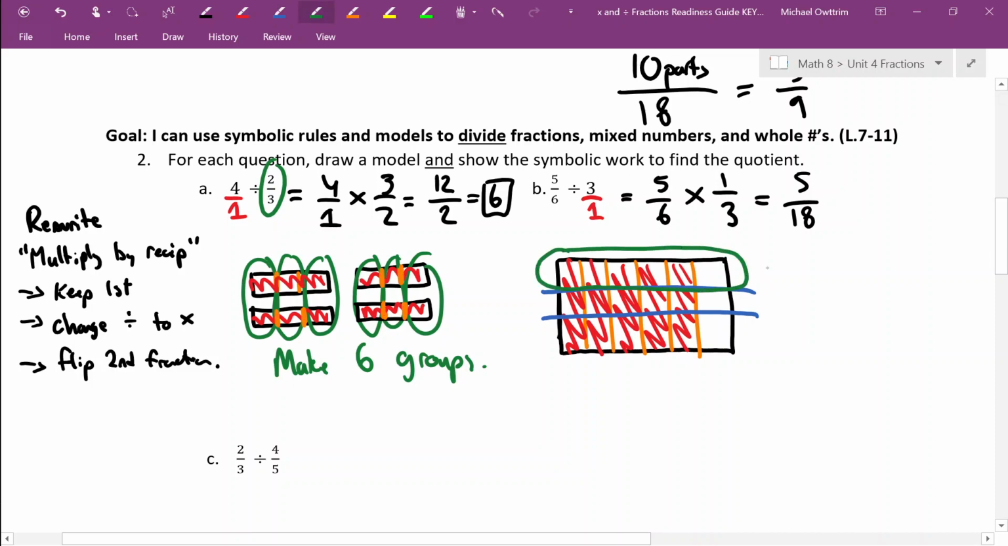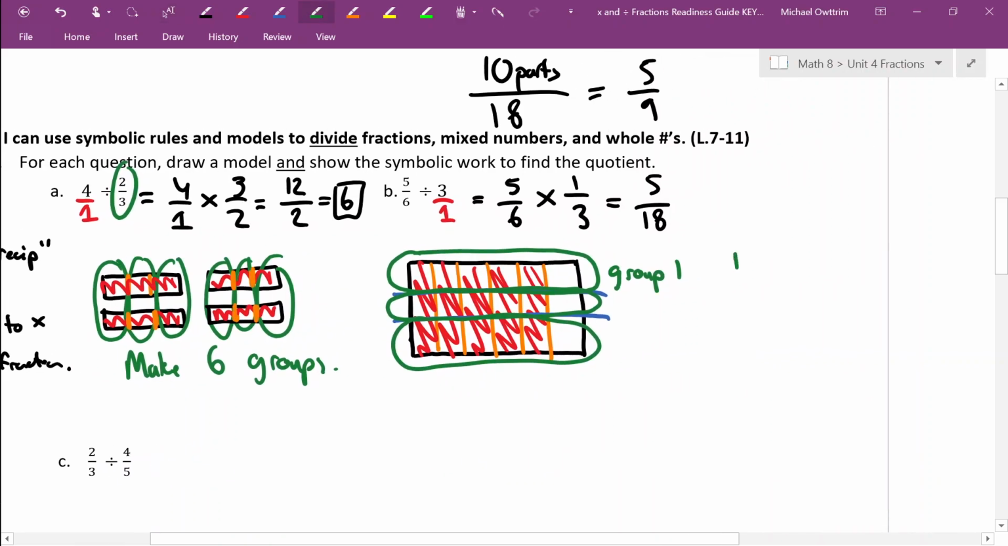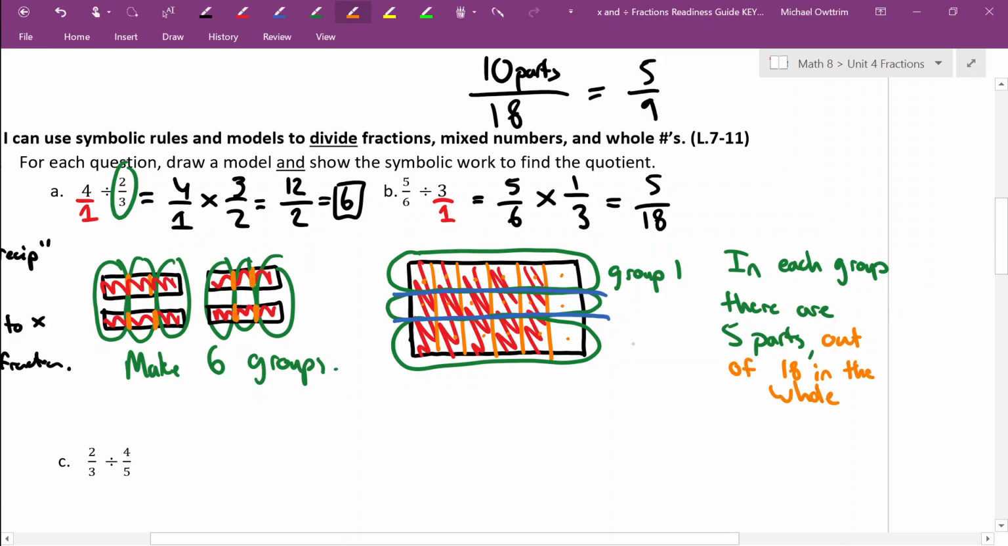So in here, this is group 1, group 2 here, and group 3 here. And we can say in each group, there are 5 parts. And in this whole now, there's 1, 2, 3, 4, 5, 6, 7, 8, 9, 10, 11, 12, 13, 14, 15, 16, 17, 18 parts. So that's why we have our 5 out of 18, same as from our symbolic work.